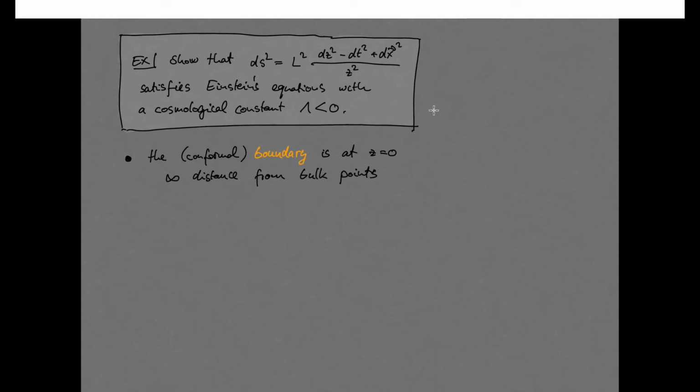As I mentioned, ADS space has a conformal boundary, which is at z equals 0 here, where the metric blows up. The boundary is at an infinite distance away from bulk points, which you can check. Nevertheless, null rays can reach the boundary, even if massive objects cannot. So we'll need to put some boundary conditions on this boundary.